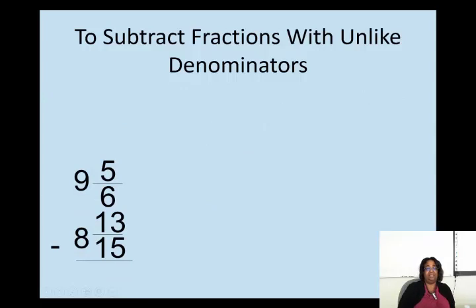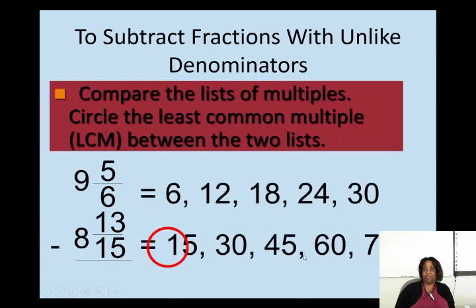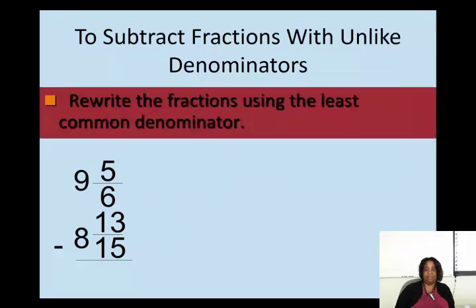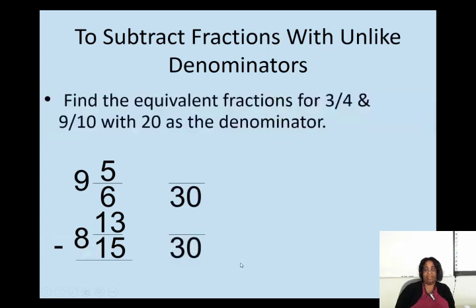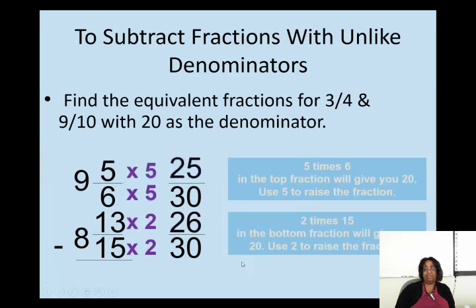Okay, what's the LCD for 6 and 15? So both of these need to be raised to 30. And here's proof that it's 30. I did multiples of 6, I did multiples of 15, and 30 is what's in common. I'm going to raise both of these to 30. On the bottom, I'm going to multiply by 2. On the top, I'm going to multiply by 5. So that leaves me with 25 minus 26.